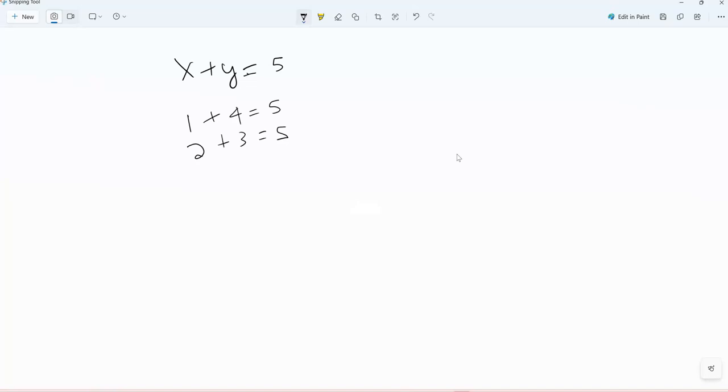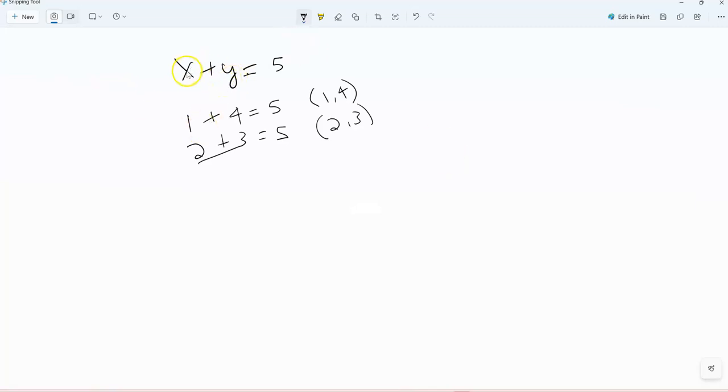The point is these are solutions for x and y. So I would write it like this: 1 comma 4 would be that solution. Over here it would be 2 comma 3, right? So what is that going to look like when we go to Desmos?